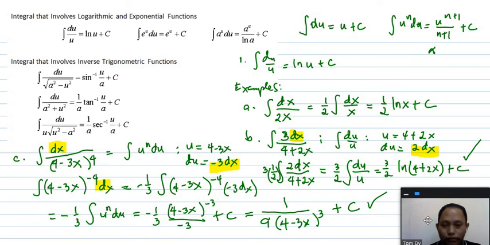Now, another example, letter D. The integral of 2x dx over 3x squared plus 1. If you have noticed here, the exponent of x is 2. However, the exponent of your whole denominator is 1. So for this case, of course, before you solve this integration problem, you have to think first of the formula which is applicable.